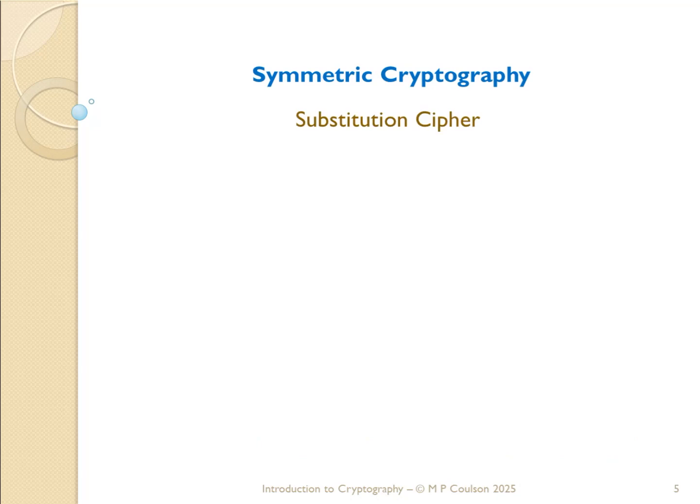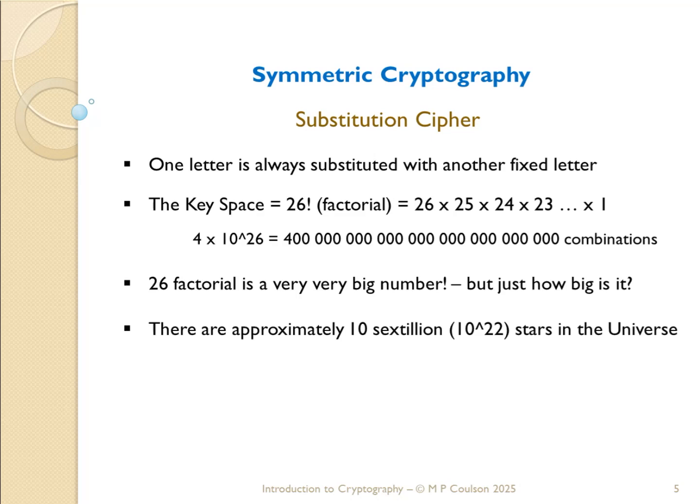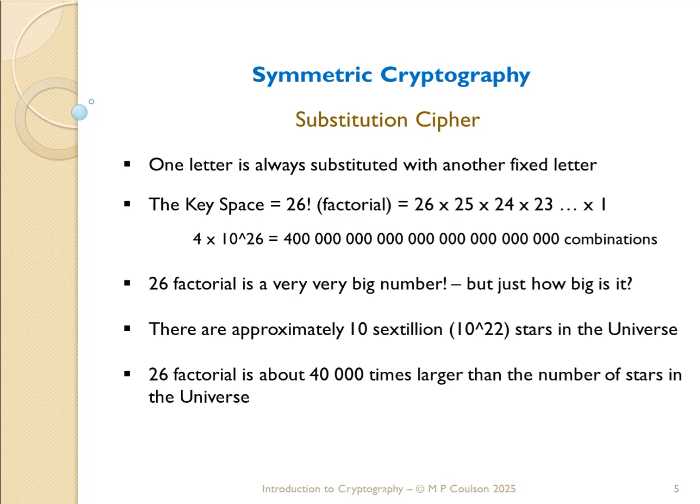Another common symmetric cipher is the substitution cipher, where one letter is always substituted with another fixed letter. The key space, or the number of different key combinations, for the substitution cipher is 26 factorial, which is 4 times 10 to the power of 26, which is a very big number. To get an idea of just how big 26 factorial is, consider that there are approximately 10 sextillion stars in the universe. That's 10 to the power of 22 stars, and 26 factorial is about 40,000 times larger than that. Today, the substitution cipher is considered insecure, which is somewhat counterintuitive, considering that it has such a gigantic key space.